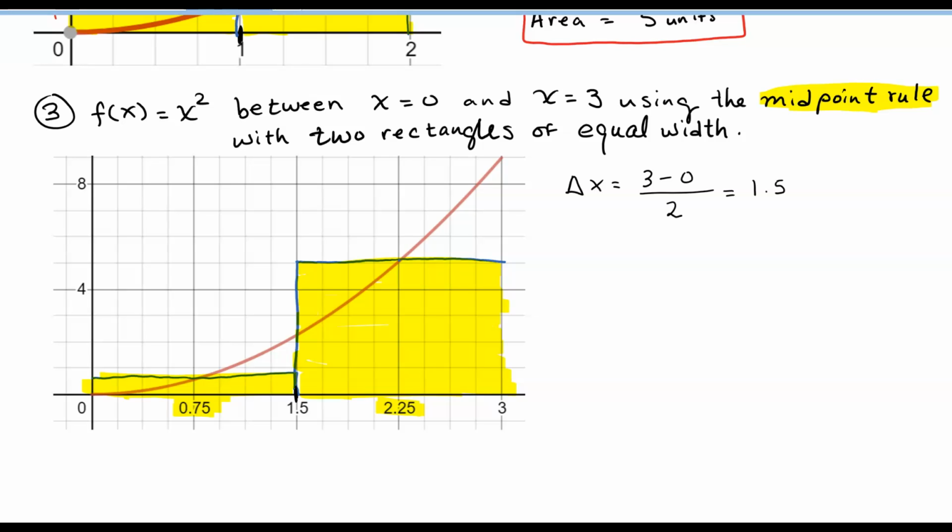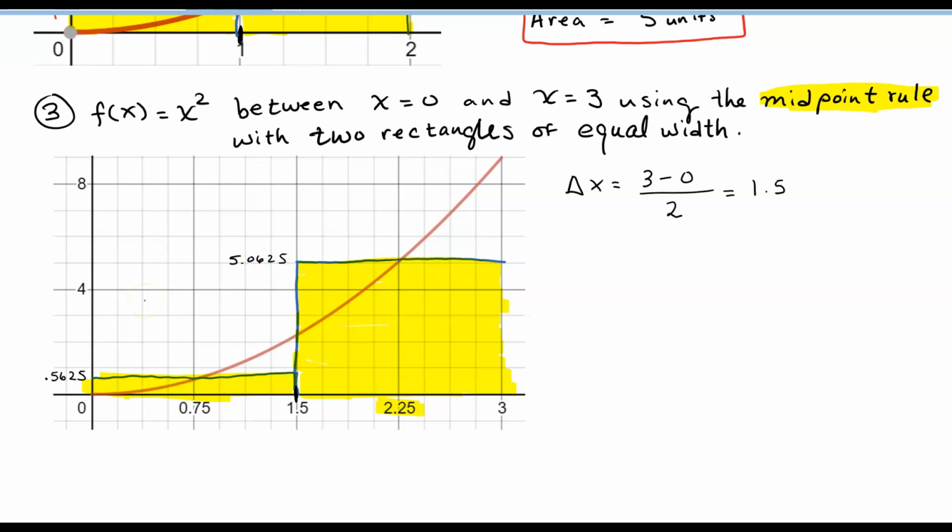You can do them by hand, it doesn't really matter. But the function is x squared, so you'd plug in 0.75 squared. And that's how you'd get this first value here, which would be 0.5625. So let me write that out here, 0.5625. And then the second value would give you something a little over 5. 5.0625 is what you would get there.